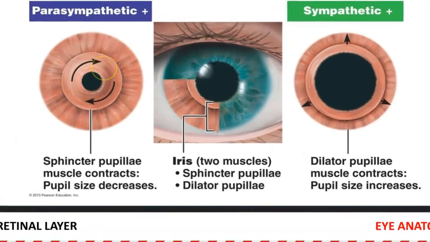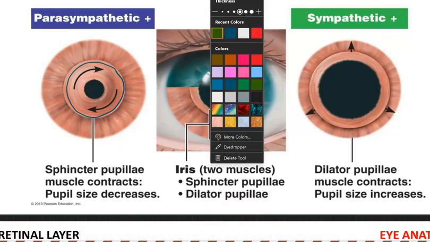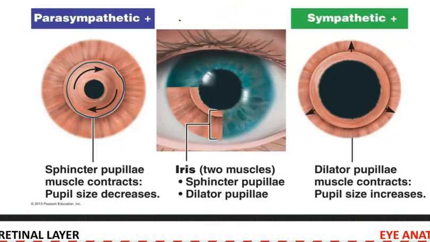It consists of two muscles. One muscle here is called sphincter pupillae. What do you think it does? Sphincter. Squeezes, yeah. Sphincter pupillae. When it contracts, you see it's a circular muscle. When it contracts, its diameter decreases and we constrict our pupils. Okay?